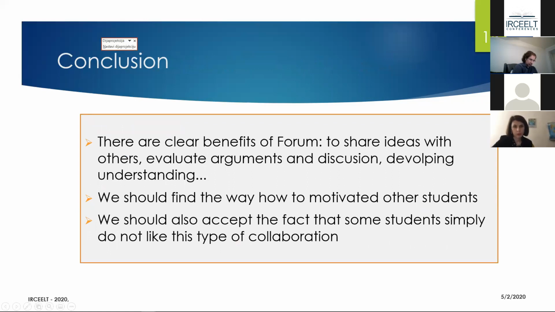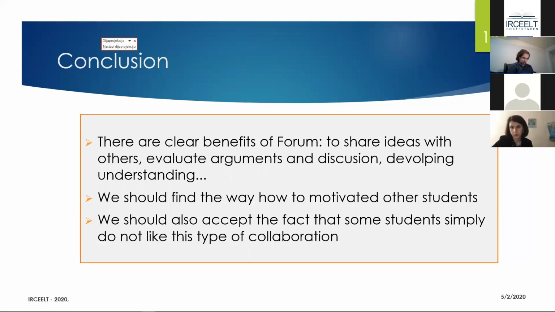And we can conclude that many studies point out that there are clear benefits of forums, because they conclude that there is a positive correlation between students who regularly participate in forums and good results in exams. Also, the benefits of online collaboration are great for those who are comfortable using them. We can share ideas with others, develop them, understand them, and so on.